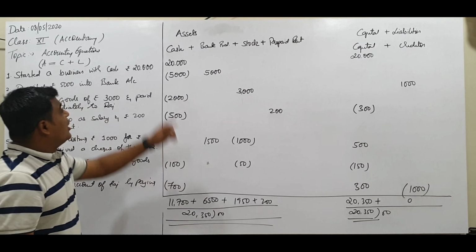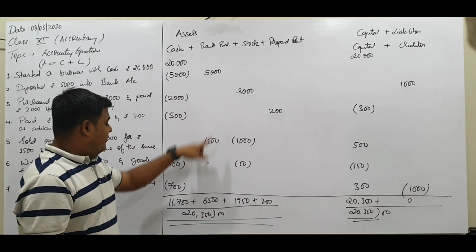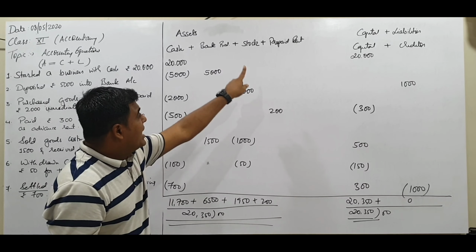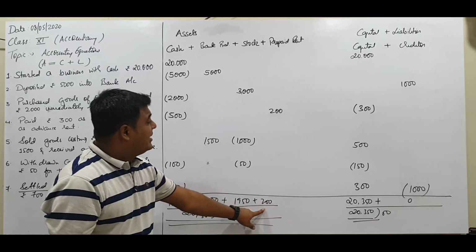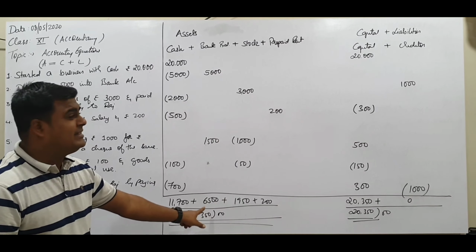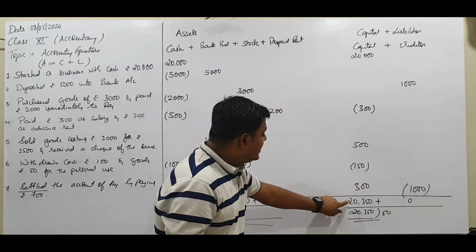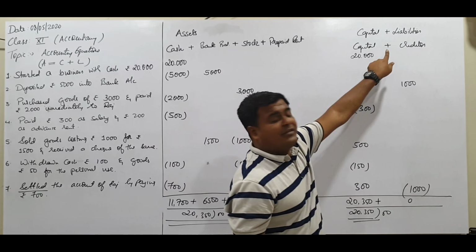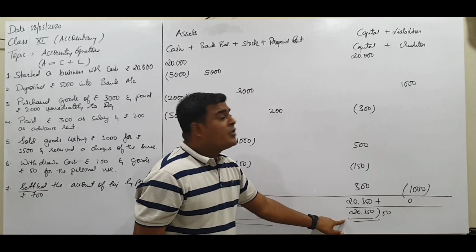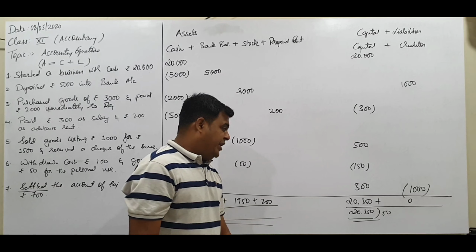Now let us see the total of cash. Total of cash is 11,700. Total of bank balance is 6,500. Total of stock is 1,950, and total of prepaid rent is 200 rupees. So it makes the total of 20,350 rupees on the asset side. Now on the capital plus liability side, the total of capital is 20,350, and the creditors are nullified here, 1,000 minus 1,000 is 0. So the net total of the capital plus liability side is 20,350.